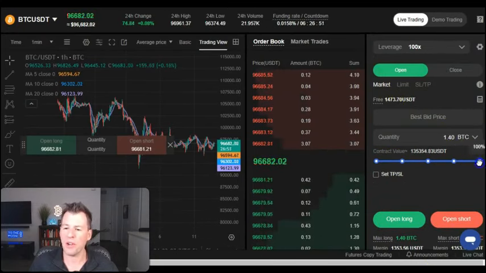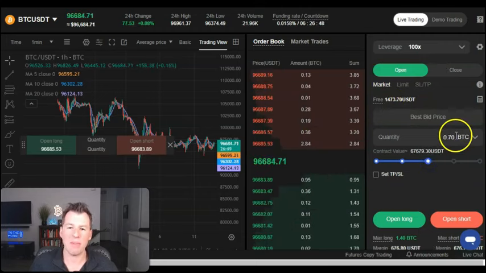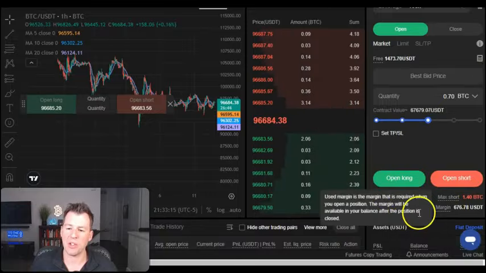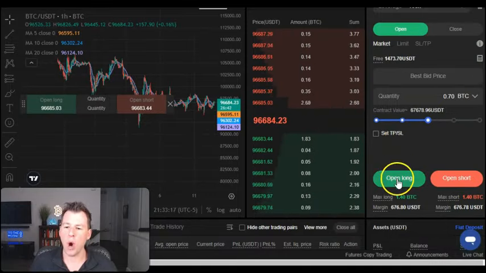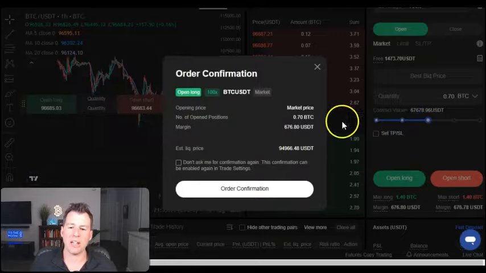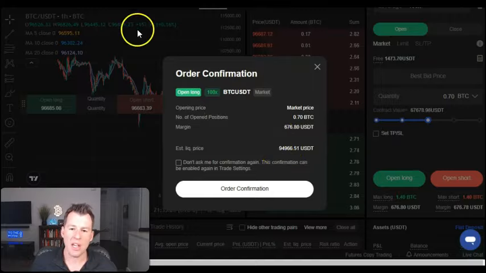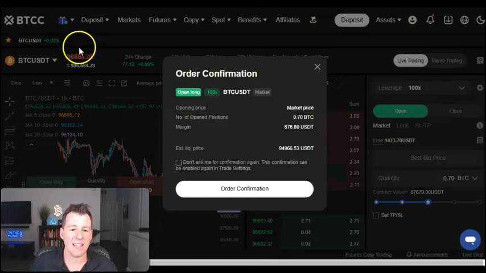Now, if I toggle this halfway, let's go like 0.7 BTC, then the value of the collateral is going to be a little bit less. So it's $676. Then to click open long, click that, and then you get your liquidation price. So right here, it says a liquidation price of about $95,000. The current price of Bitcoin is $96,684. So that's something I can live with.